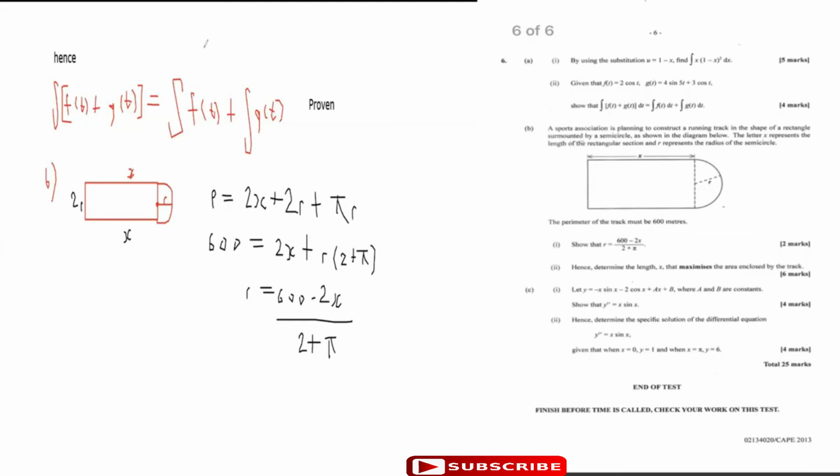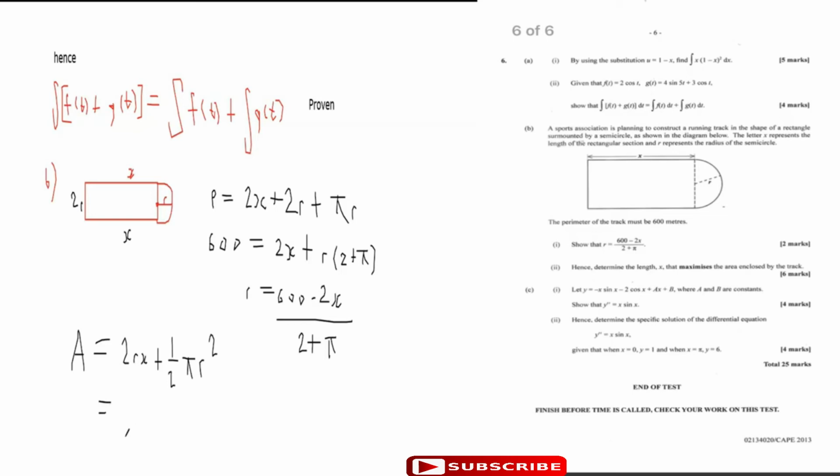So once it's talking about area, I know that the area of this track is going to be equal to the area of the rectangle, which is length times width. So the length is x times 2r, which is 2rx. That's the area of the rectangle, plus the area of the semicircle, and the area of the semicircle is a half pi r squared.